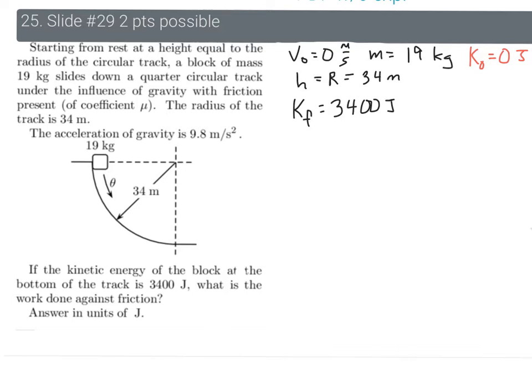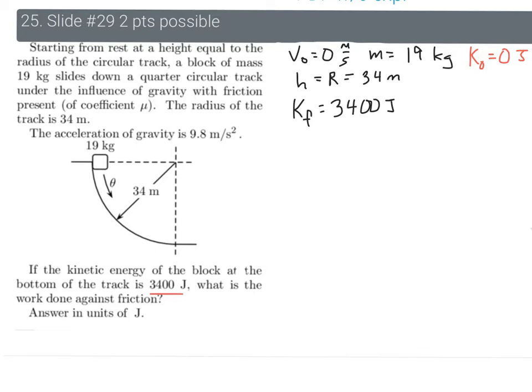Acceleration due to gravity is 9.8, and it tells us the kinetic energy at the end, at the bottom of the track, so our final kinetic energy is 3,400. And the question is asking how much work is done against friction, or what is the work done, I guess, by friction.